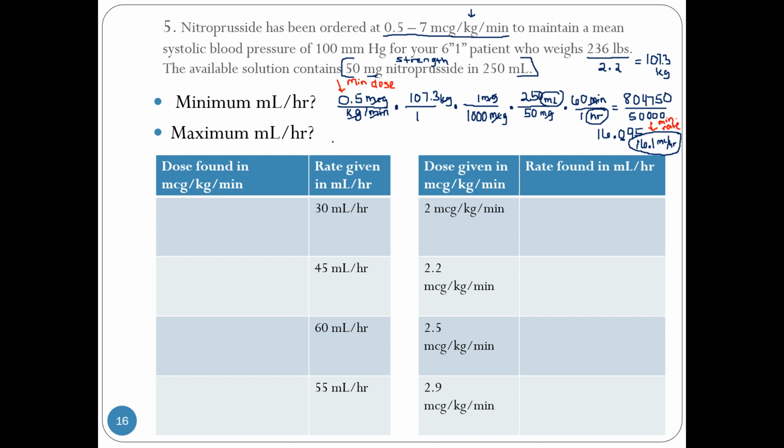So I'm going to set up the proportion. The proportion is always dose over rate. And so my minimum dose is 0.5. My minimum rate is 16.1.